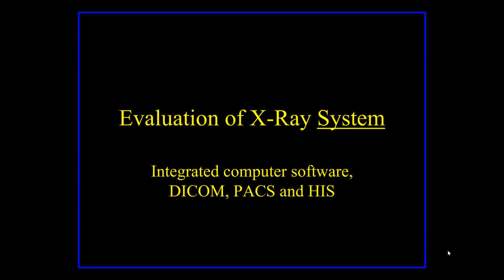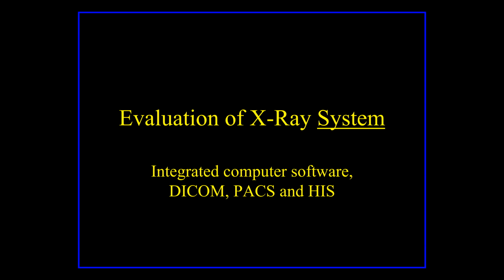Okay, this section we're going to talk about evaluation of the X-ray system. And by that, we already talked about how the X-rays are produced, how the X-ray tube works, how the DR plate works. We know that flat panel DR is probably the best way to go when you're purchasing X-ray equipment.